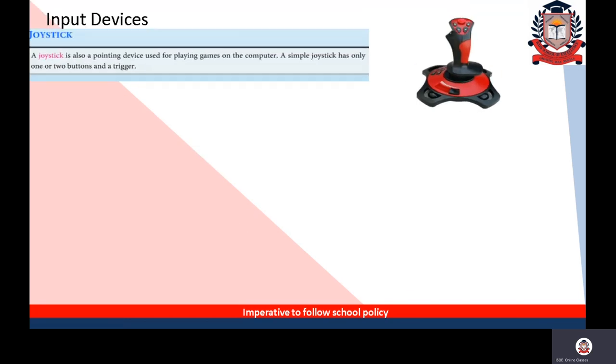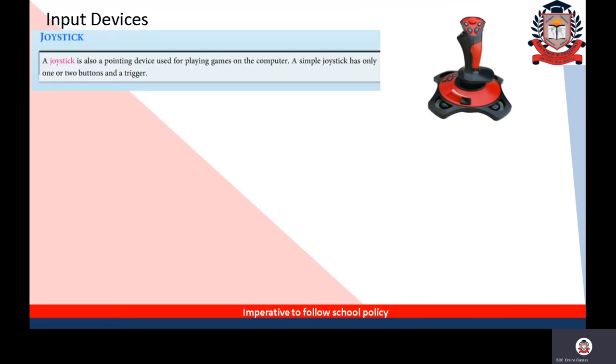Okay, so next we'll see more input devices. Next is the joystick. The name itself says it: the joystick is also a pointing device used for playing games on a computer. The simple joystick has only one or two buttons and a trigger. So this is how they will play the games and click on the button right there. You might be seeing different joysticks now, but while playing games you will use joysticks.